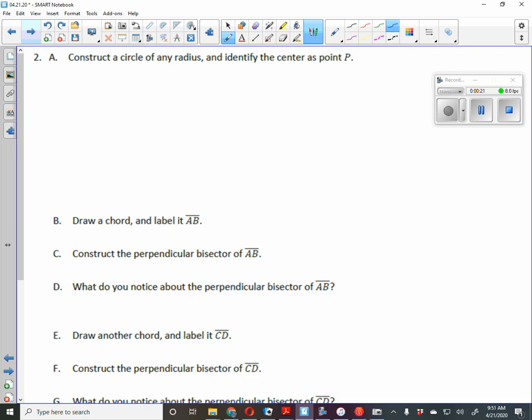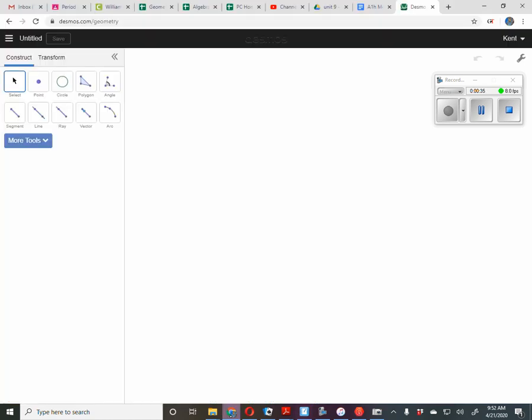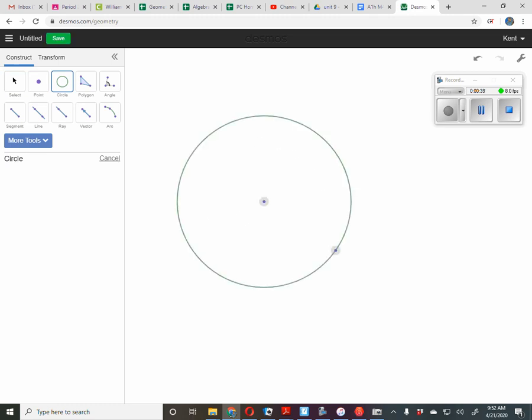I'm going to use desmos.com/geometry to do this. So I'm going to let you go ahead and see what I'm doing. I'm simply going to create a circle. I'm going to put in a chord. They asked me to label this.